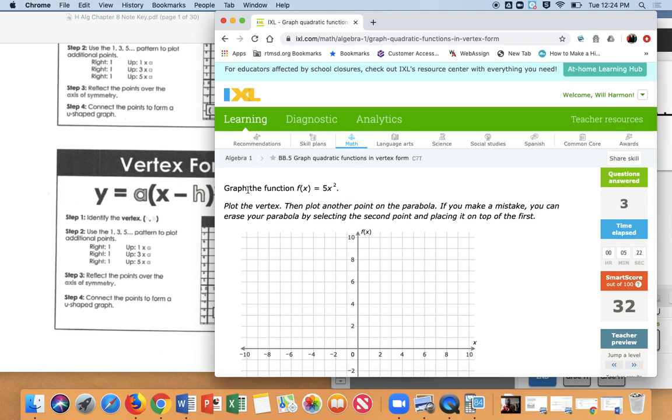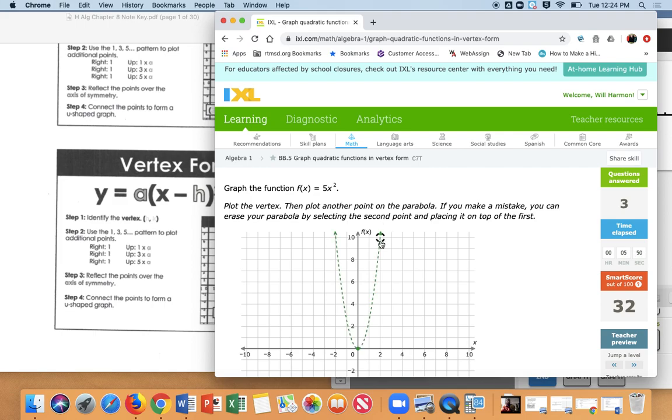One more time, compare this. So this has no h and has no k. So again, I'm going to have my vertex at 0, 0. Now I'm going to pick another point. Let's pick 2 again. So if x is 2, I have 5 times 2 squared. Well, 2 squared is 4, so 5 times 4 is 20. Notice that is off my graph, so I have to pick a different one.